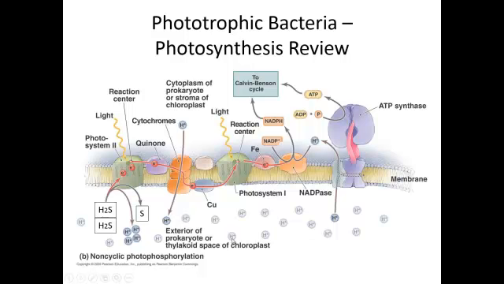Purple sulfur bacteria keep the sulfur in granules inside of them. Green sulfur bacteria export the sulfur, and so they have sulfur deposits around them. Interesting, huh? And, of course, all non-oxygen releasing phototrophic bacteria are obligate anaerobes.